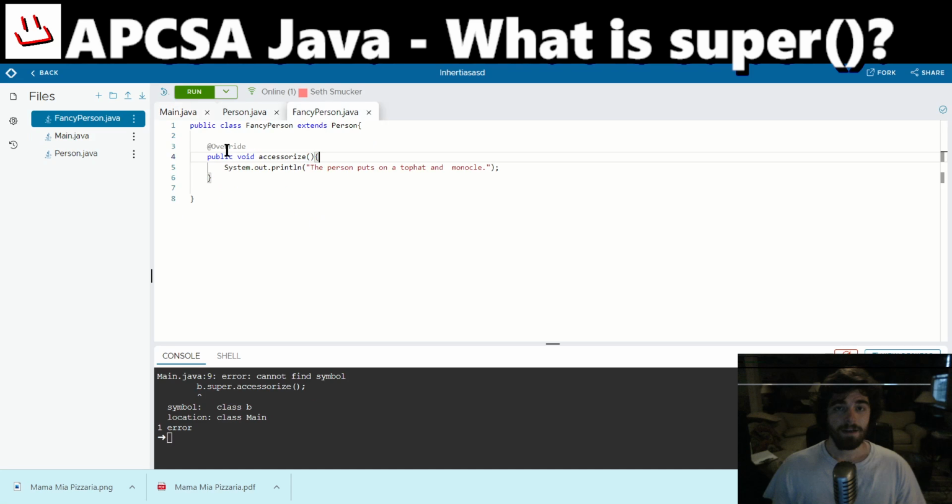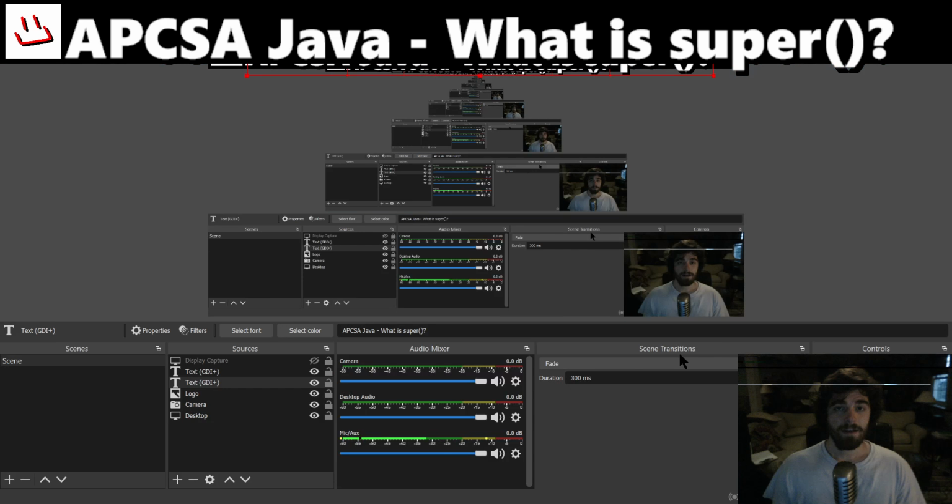Anyway, those are the uses for super, right? Very useful, especially in the last project. Okay, and I'm gonna go over I think one more thing, or I guess like one and a half more things. But that's it for super.